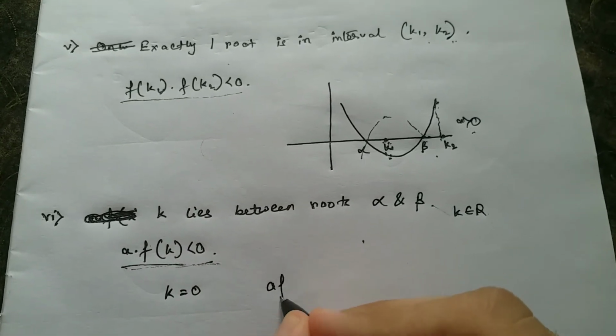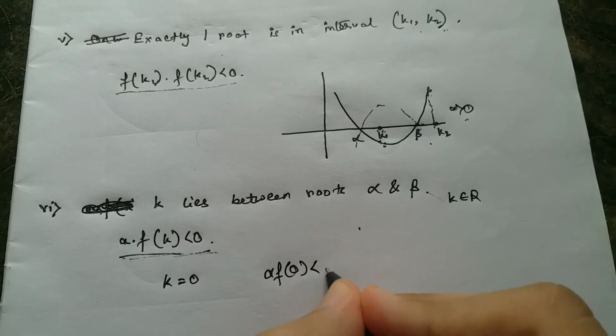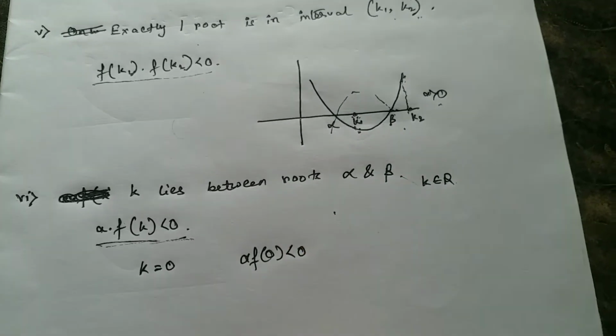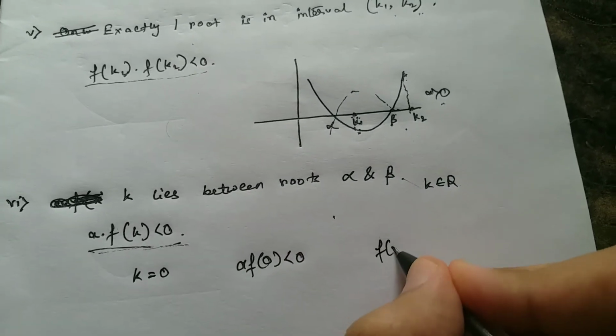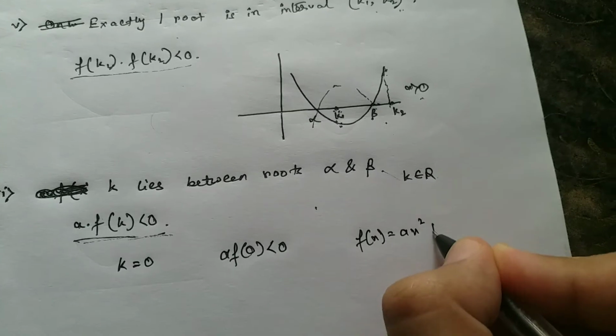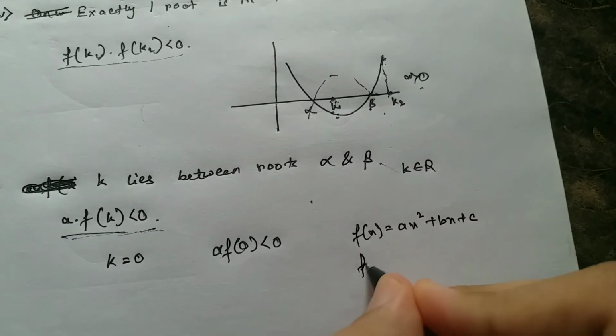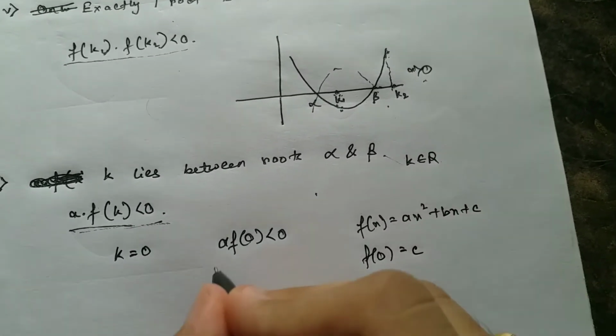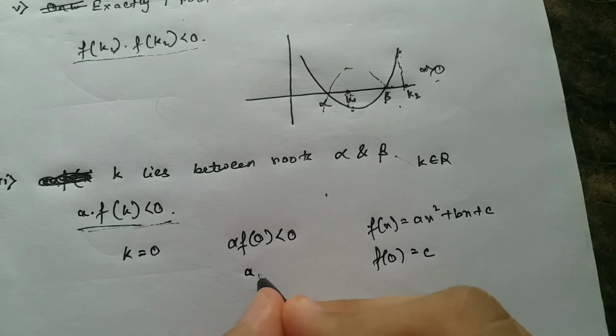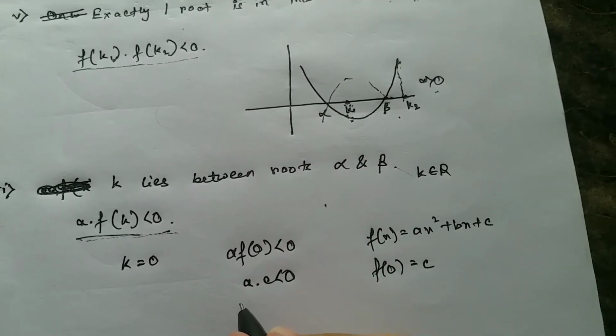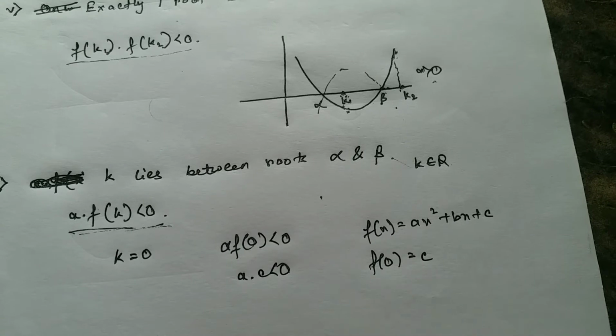That means a into f(0) is lesser than 0. And what is f(0)? f(x) is equal to ax² + bx + c. So f(0) is equal to c. So a into f(0) lesser than c. We can take it a into c lesser than 0.